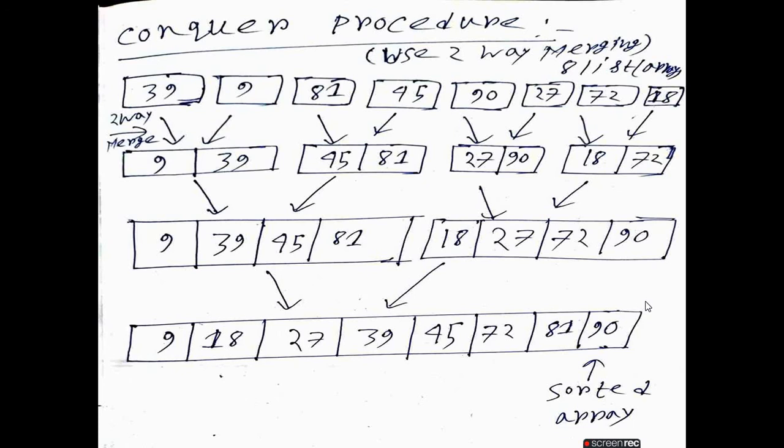So what do we mean by the conquer procedure? Conquer just means combine. If you observe clearly, here we use two-way merge. Basically we do the two-way merging and the results are sorted. Again, this is sorted. For these two arrays we again use the two-way merging. After that we get the final result, which is the result of merge sort.